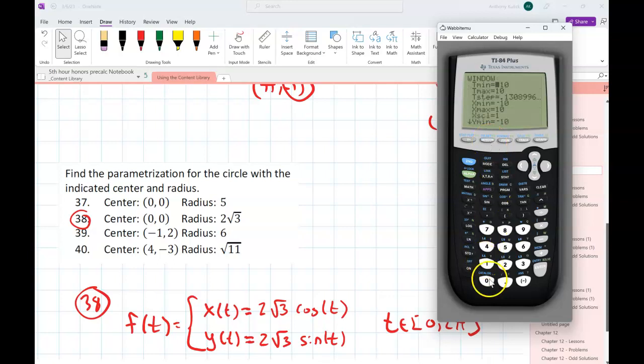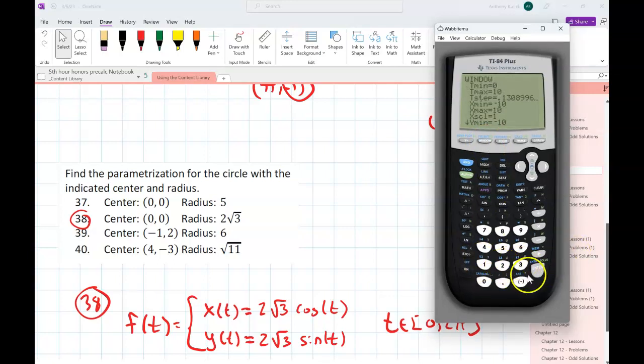And our t should be 0 to 2 pi. And uh-oh, syntax. What's the problem there? I don't know. I meant to do this, first of all, Mr. Kulik. But I don't think that should be the problem.